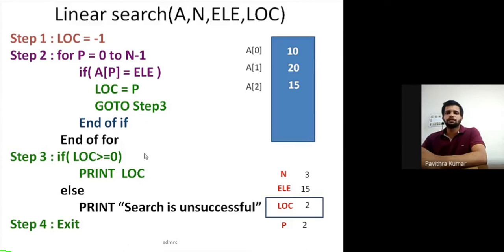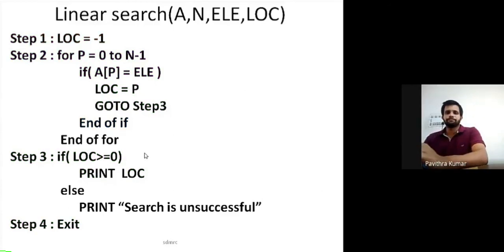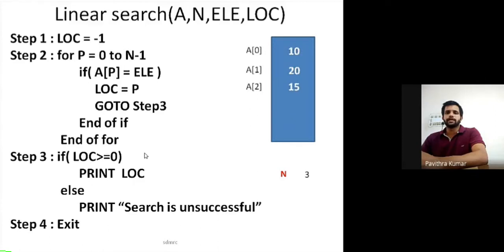This is a successful search. Now let us see an unsuccessful search with the same algorithm. Same array. Let me take n is equal to 3. Let it contain 3 elements. A of 0 is equal to 10, A of 1 is equal to 20, and A of 2 is equal to 15. Same thing. And let me change the searching element value. Let it be 30, which is not present in my array list.